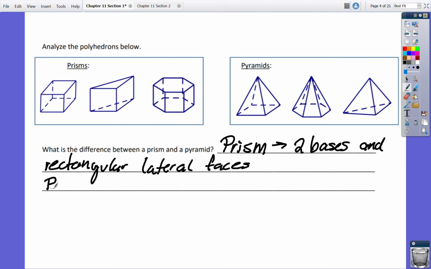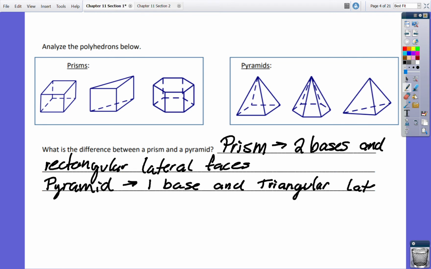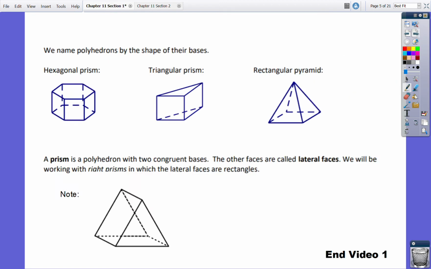And a pyramid has one base and triangular lateral faces. Okay, so there is the main difference between prisms and pyramids. Let's go on to the next slide. We're going to kind of dive in deeper to what are bases, what are the lateral faces, and how can I find them. All right, so first of all, I'm going to talk about prisms.